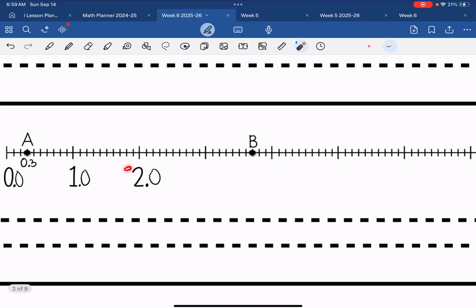Now, if this is 2, then this next one has to be 3. So we can put 3.0. And this one can be 4.0. This one that's right here.